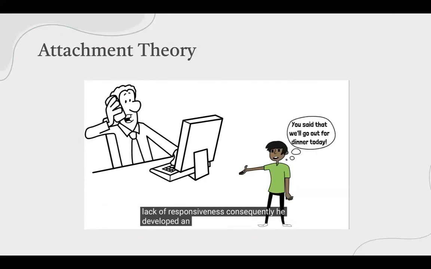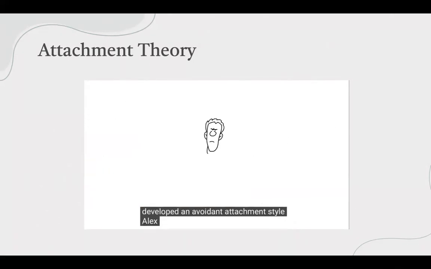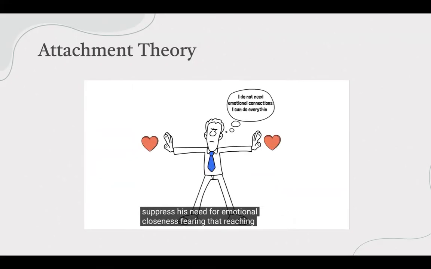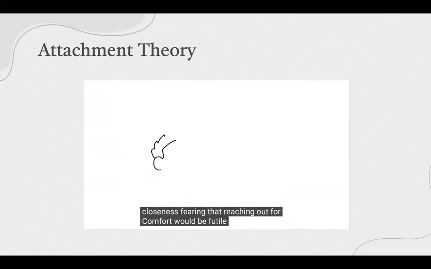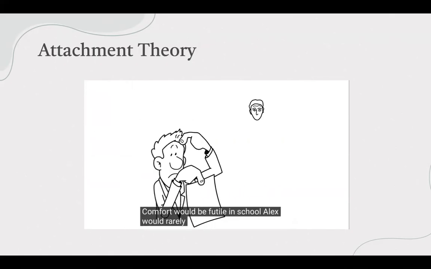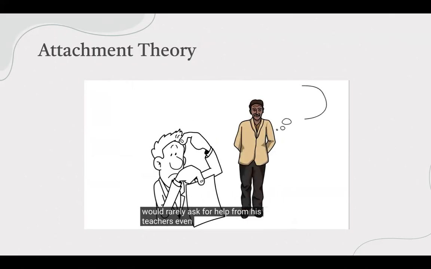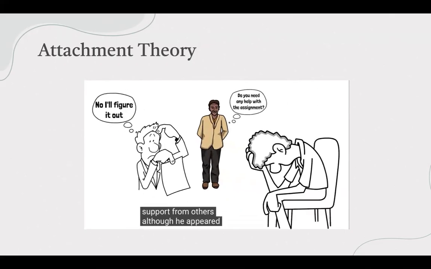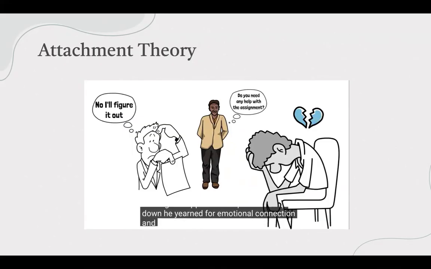Consequently, he developed an avoidant attachment style. Alex became self-reliant and learned to suppress his need for emotional closeness, fearing that reaching out for comfort would be futile. In school, Alex would rarely ask for help from his teachers, even when he struggled with assignments. He preferred to figure things out on his own, avoiding seeking support from others. Although he appeared independent, deep down, he yearned for emotional connection and closeness with others.